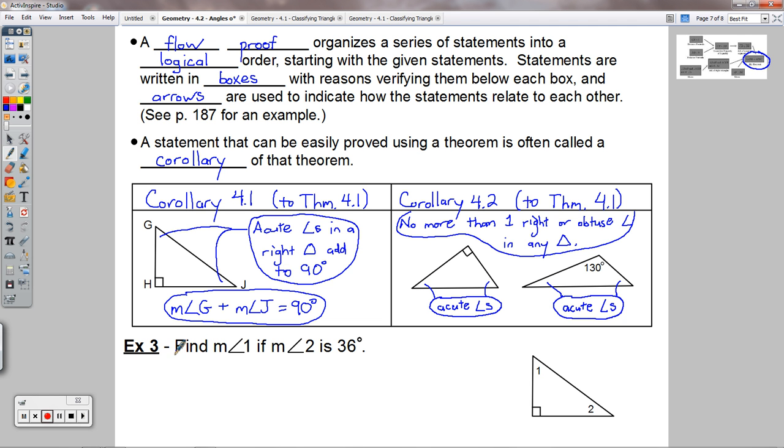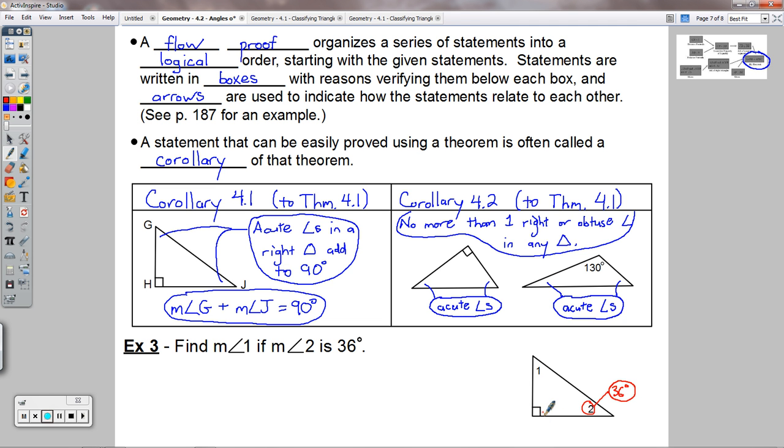So, example 3. Let's use one of these two ideas here to find the measure of angle 1, if the measure of angle 2 is 36 degrees. So let's label that on our picture. We're saying this one is 36 degrees. And I could say 180 would equal 90 plus 36 plus the measure of angle 1. Is that going to work still? Yes. But we might as well use this shortcut, this corollary, to find it quicker.